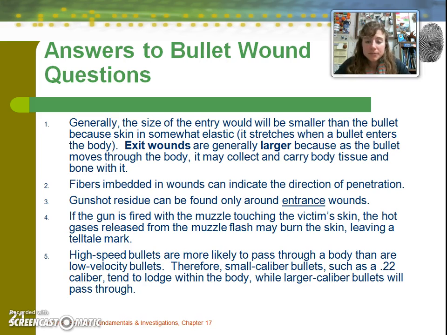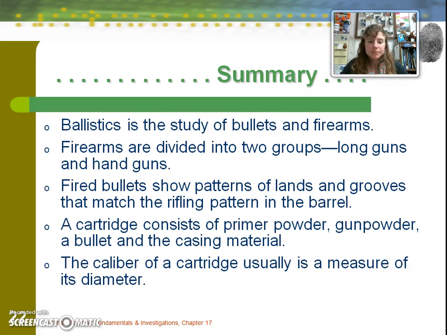And lastly, high-speed bullets are more likely to pass through the body than low-speed. Okay, that's easy to understand. Therefore, small caliber bullets tend to lodge within the body because they tend to be shot at a lower velocity, while larger caliber bullets, because they would often have more gunpowder and a stronger firearm, are going to be traveling faster and tend to pass through. Alright, well, I'd like to say thanks for joining in for this talk about ballistics.